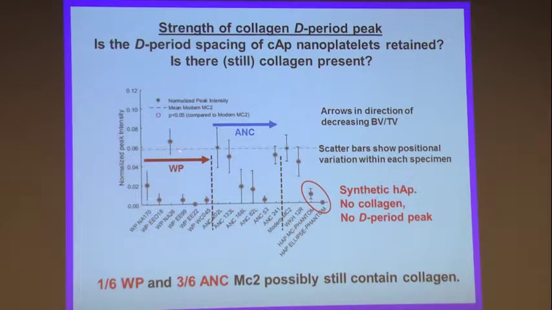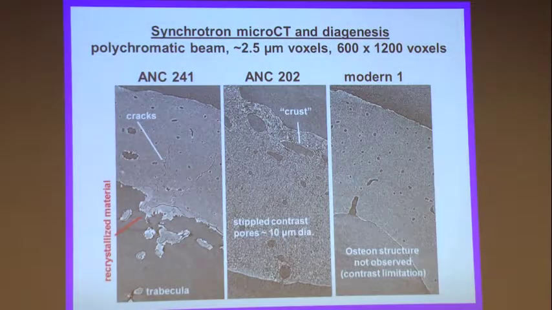So we look like we have a lot of collagen remaining here, and 3 of the Ancaster samples also have large intensities comparable with the modern bone that's never been in the ground. So we think that 1 of 6 of the Warren-Percy and 3 of 6 of the Ancaster still contain collagen. That is an important marker because if you wanted to extract DNA from these bones, those bones showing the collagen D period peaks would be the ones you would look at, the ones you would destroy.